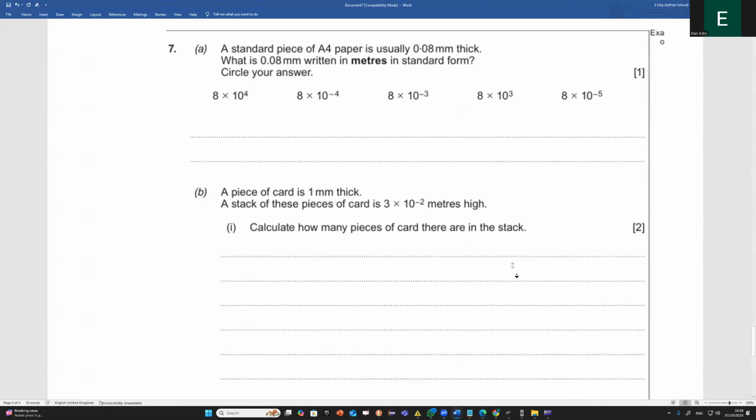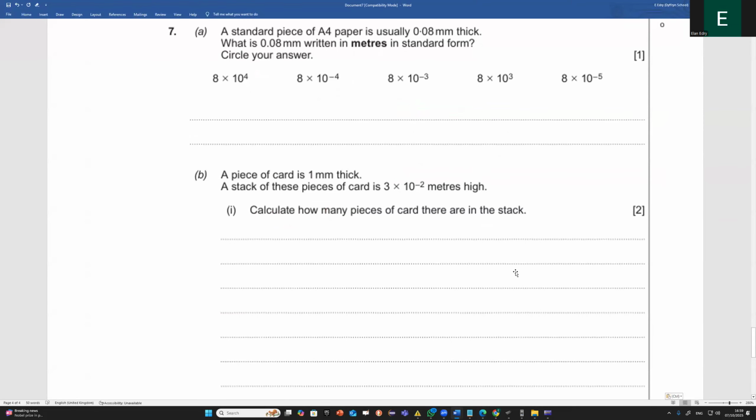Right, so this is from 2017. A standard piece of A4 paper is usually 0.08 millimeters thick. What is 0.08 millimeters written in meters in standard form? How do you think you would do that? You'd find out how much you need to divide by, because we're going from millimeters to meters.